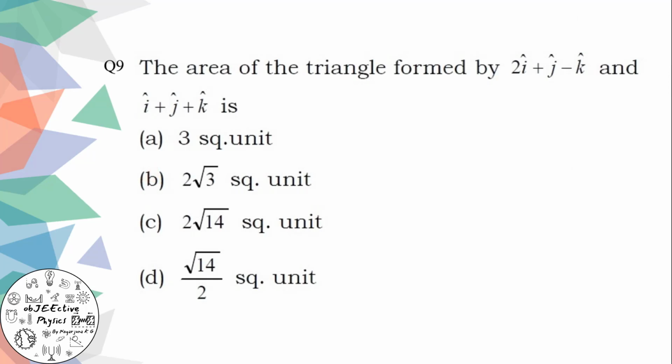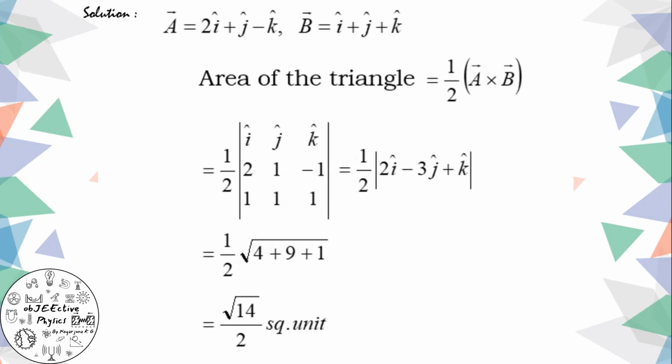Question number 9. The area of the triangle formed by 2i cap plus j cap minus k cap and i cap plus j cap plus k cap is. Solution. Area of triangle is nothing but half into modulus of a bar cross b bar. By solving it, we will get root 14 by 2 square unit.